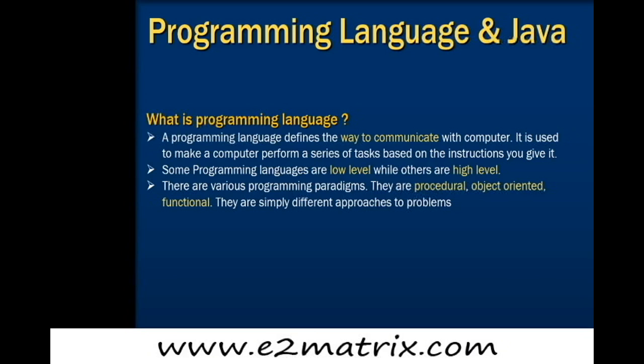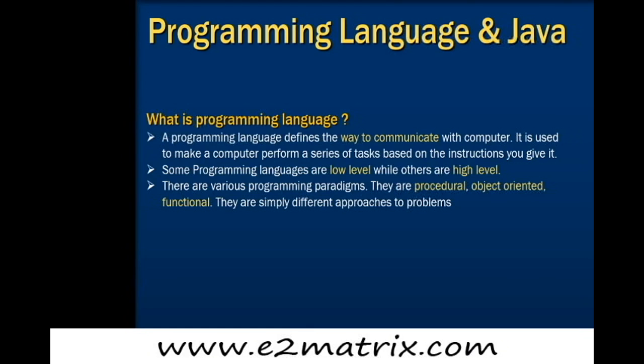A high level programming language is easier to understand and user friendly. On the other hand, low level programming languages are closer to computer hardware and are useful for writing operating systems and firmware. There are various programming paradigms you will hear about, something like procedural programming, object-oriented programming, functional programming. They are simply different approaches to solve problems in a programming language.